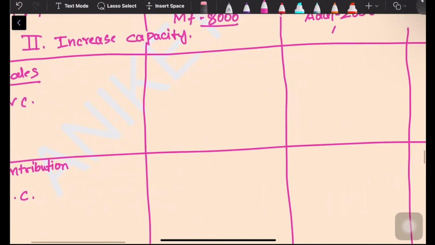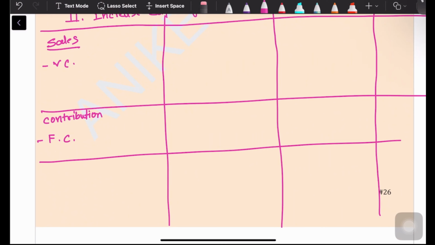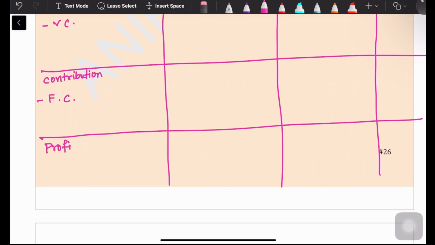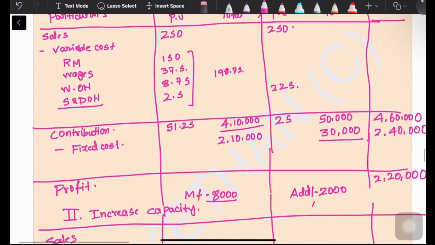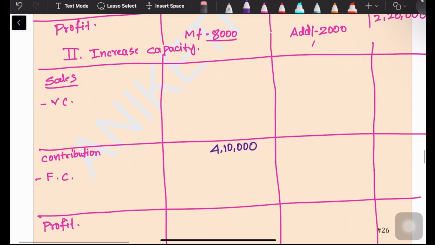So in the examination, you will have to fill up all this. Then we will see profit. So here fixed cost, we will take a slightly longer row because there are additional fixed costs for additional machines. So what was the contribution of 8,000 manufacturing? It was 4.1 lakh. And regular fixed cost was 2.1 lakh.